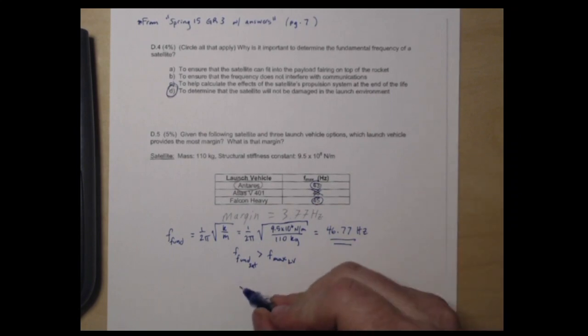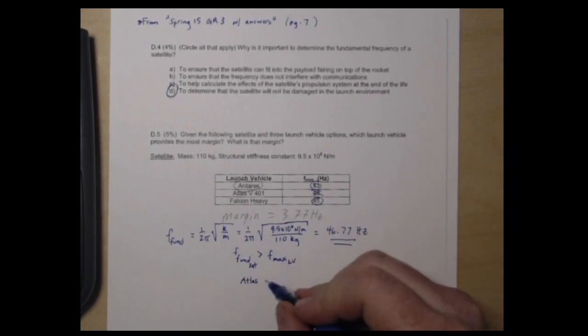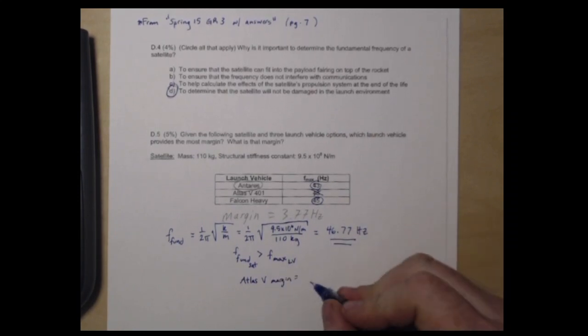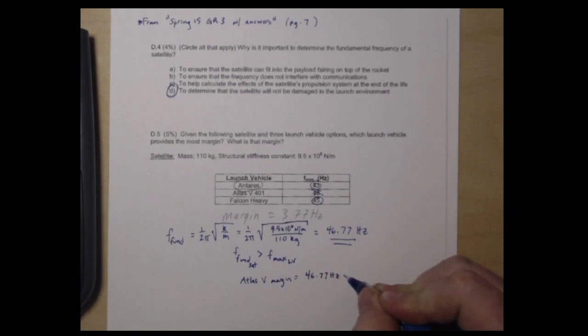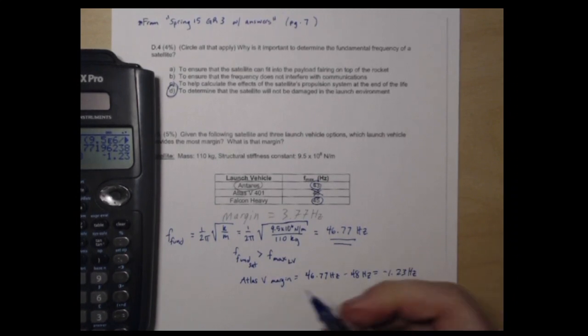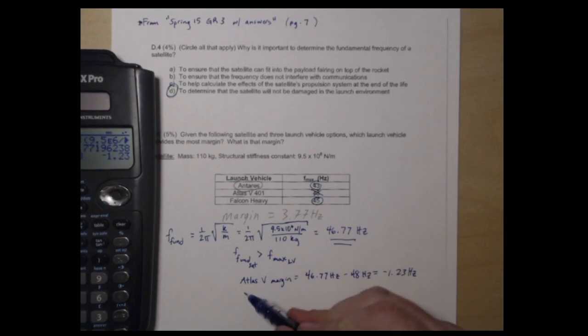have a negative margin. So if I was to calculate the Atlas 5 margin, that would be our spacecraft fundamental frequency minus the fundamental frequency max of our launch vehicle here. And in that case, you're going to get a negative value, right? So you could do it here, 46.77 minus 48. I got negative 1.23 hertz.